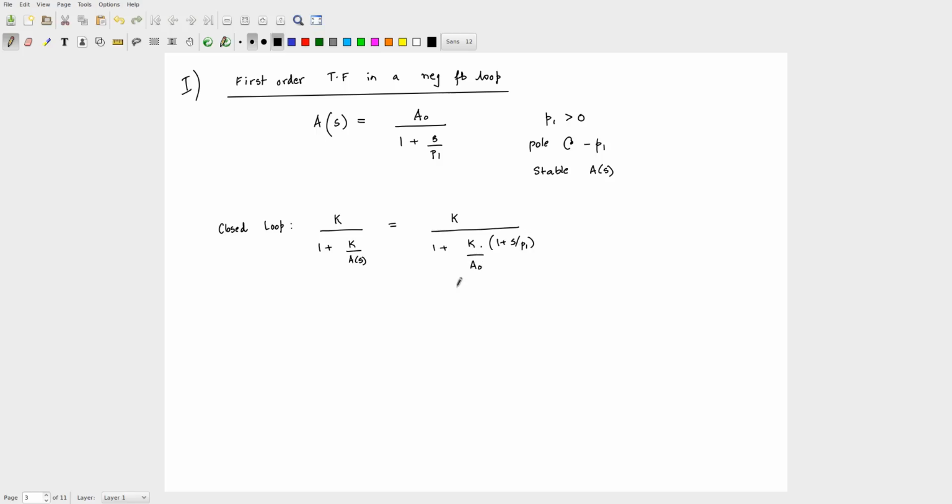Okay, so now this I will approximate in the situation of what? Let me approximate this quantity A naught by K greater than 1. If I assume A naught by K greater than 1, then this quantity becomes K divided by 1 plus K S by P1 A naught. Okay, so where is the pole of this guy? Pole at minus P1 A naught by K.